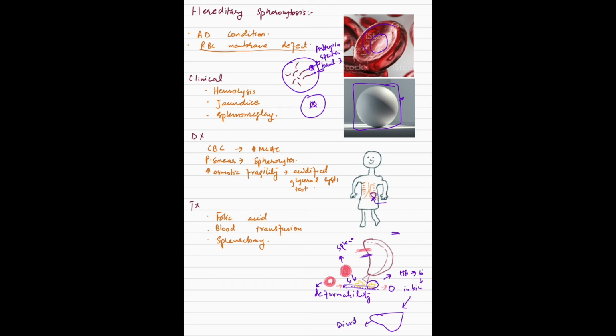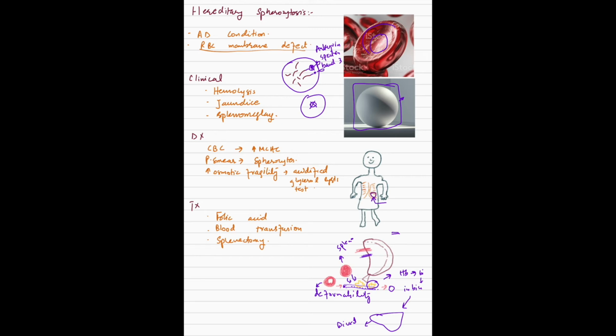So indirect bilirubin means it's unconjugated. Direct means conjugated. But there is so much hemolysis going on here. And this is extravascular hemolysis, by the way, because it does not occur inside the blood itself. It is actually occurring here in the spleen.